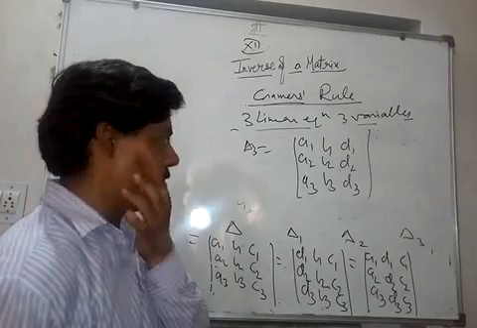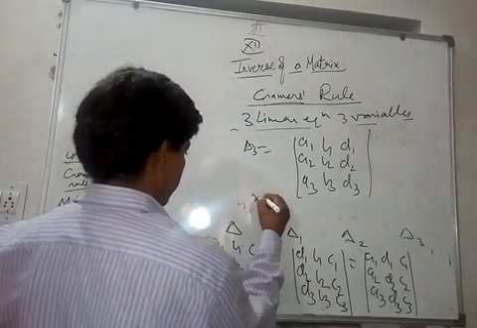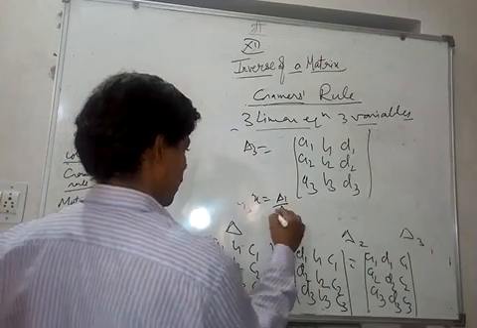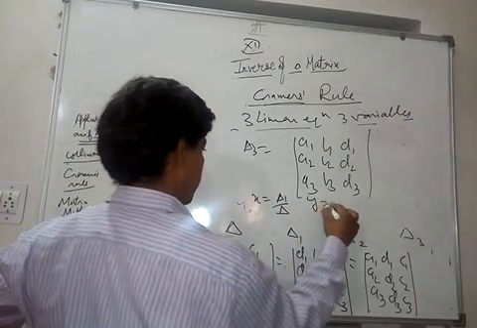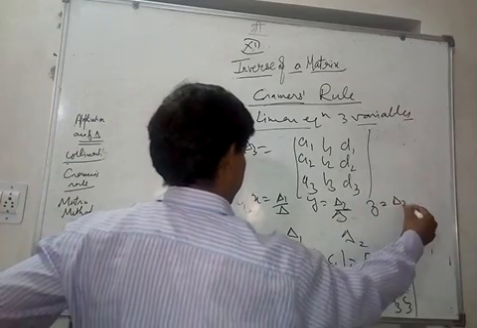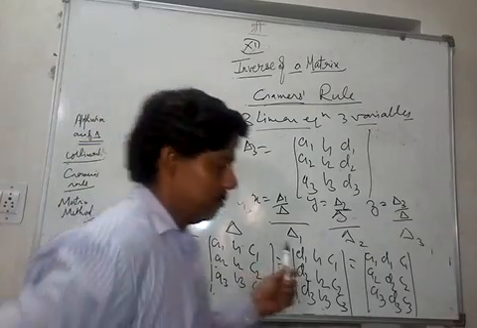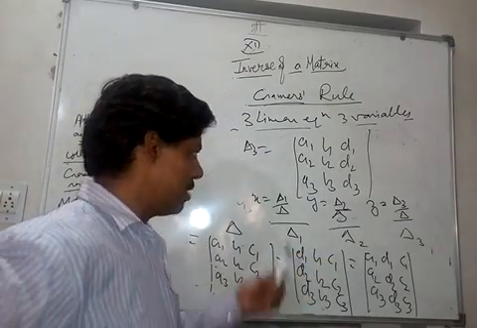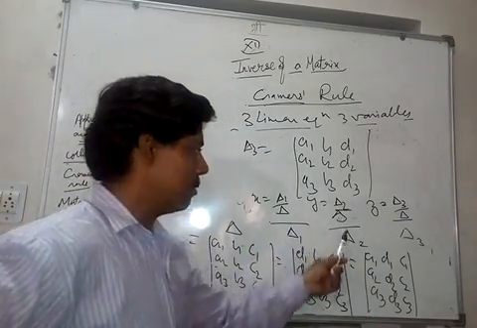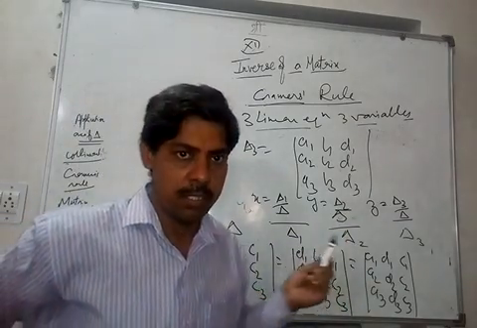Now once you get that, you can write x, y, and z like this. So x is equal to delta 1 upon delta, y is equal to delta 2 upon delta, and z is equal to delta 3 upon delta. These are the three variables we had, x, y, z, and their values are delta 1 upon delta, delta 2 upon delta, and delta 3 upon delta. And this is what is known as Cramer's rule.